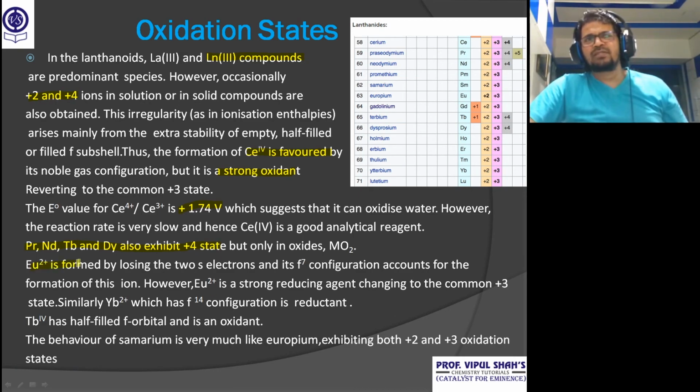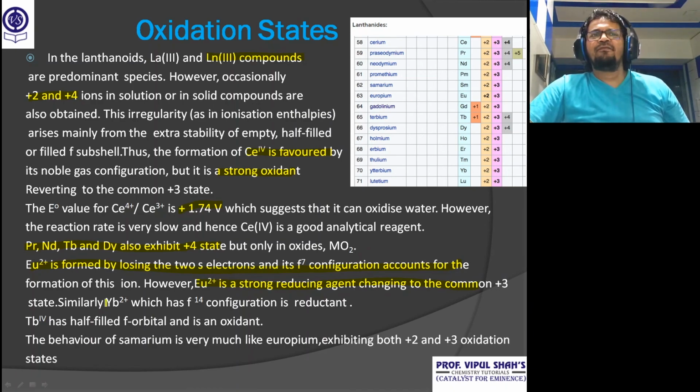Europium 2+ is formed by losing 2 electrons and it has the f7 configuration. Now if europium 2+ has f7, it is more stable. The state is +2, so +2 will revert to +3, meaning it's a good reducing agent. So +2 will increase to +3. So Eu2+, europium, is a strong reducing agent.